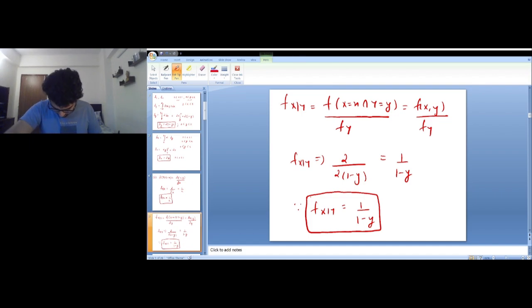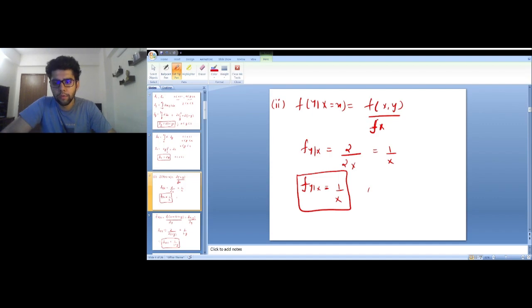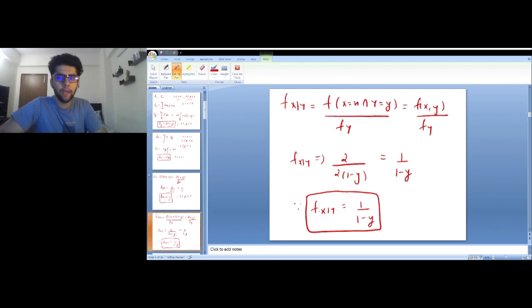Let me just check. 1 upon x and 1 upon 1 minus y. There. So I need to write the limits also here, right? So for f of y conditional x, I'll be writing the limits of y, and that will give me y lies between 0 and x. Whereas for my f of x conditional y, my limits of x will be where my x lies between y and 1.